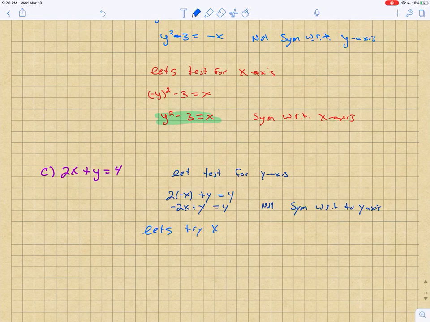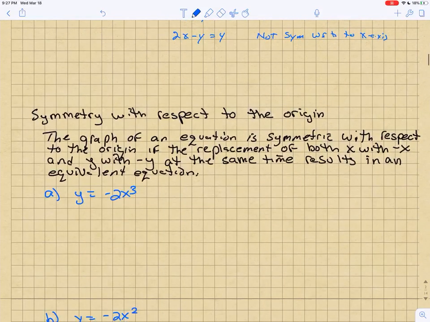Let's try the x-axis. And again, that says replace y with the opposite of y. So I have 2x plus a minus y is equal to 4. 2x minus y equals 4. It does not look like it's the same equation, so therefore it's not symmetric with respect to the x-axis. So it's not symmetric with respect to either the x-axis or the y-axis.